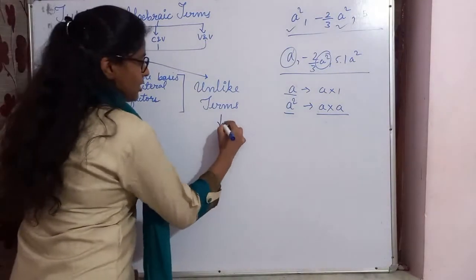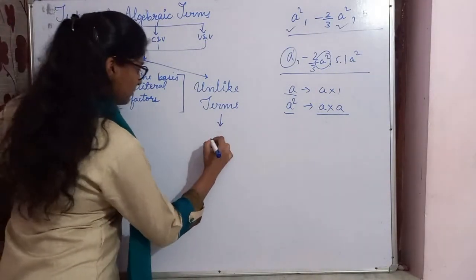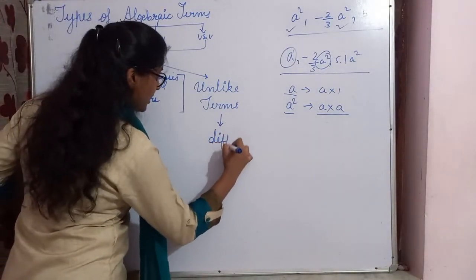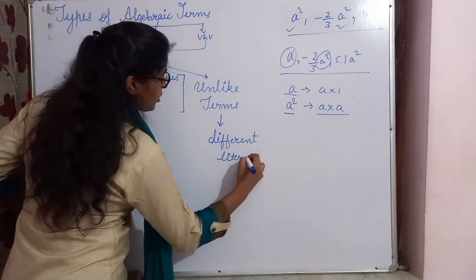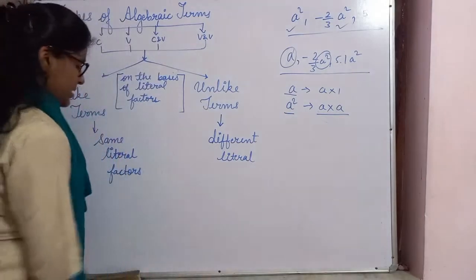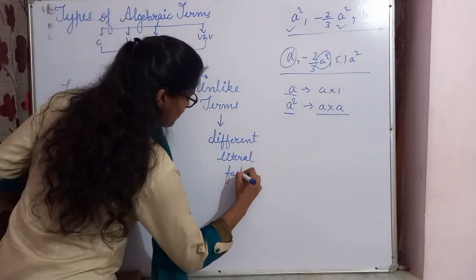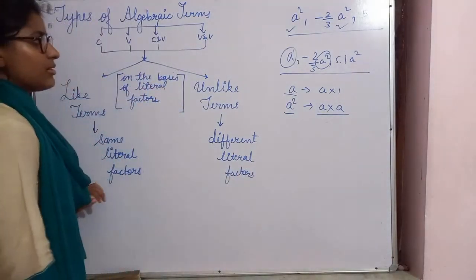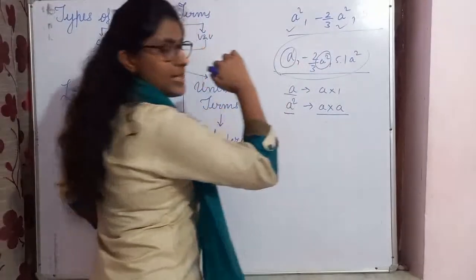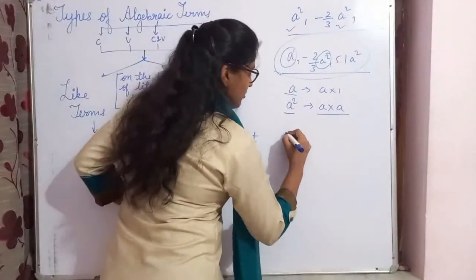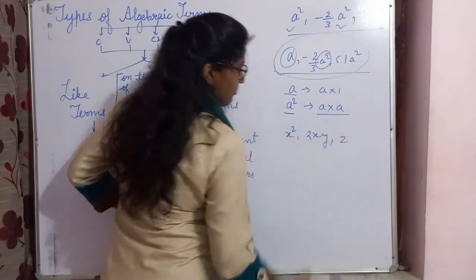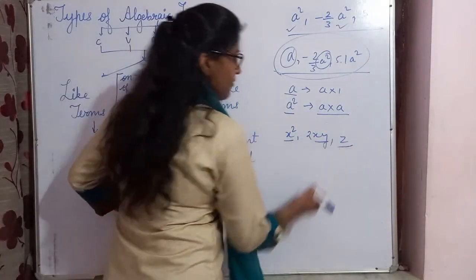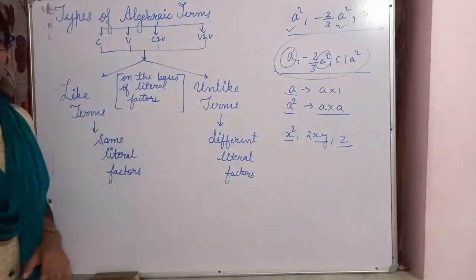And if the terms have different literal factors, they are known as unlike terms. You can see here, these terms are unlike terms. Now one more example I am giving you: x square, 2xy and z. You can see the variables are different, so these all are unlike terms.